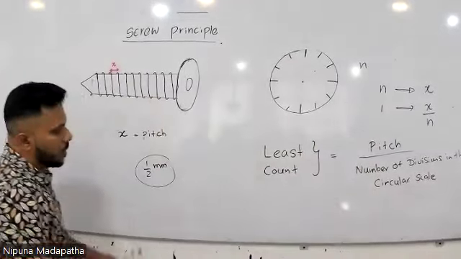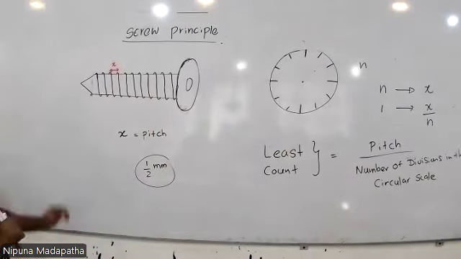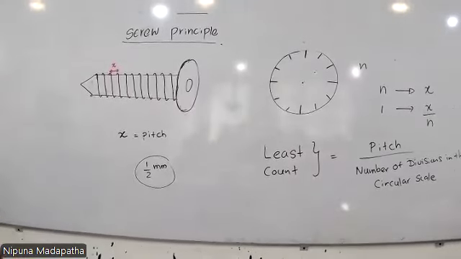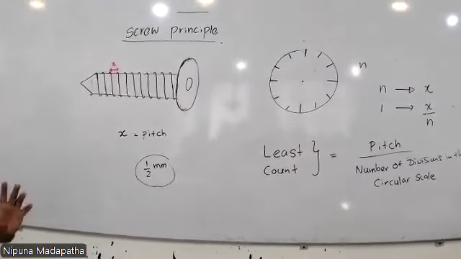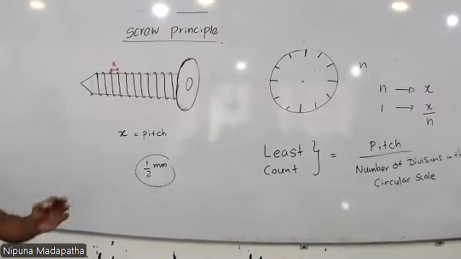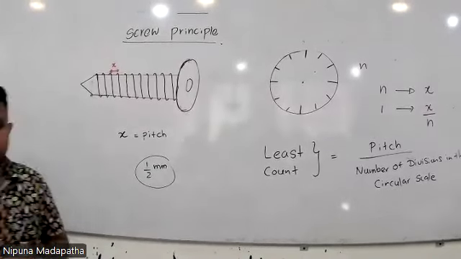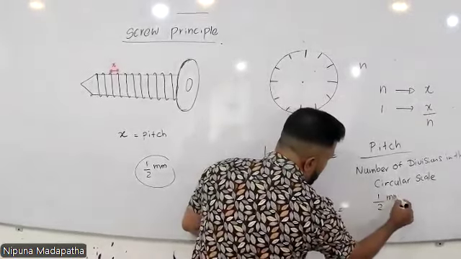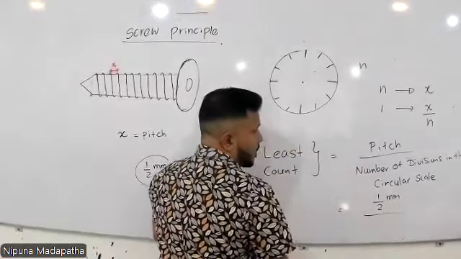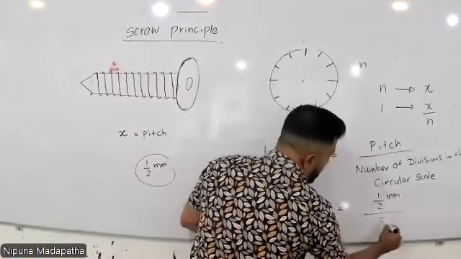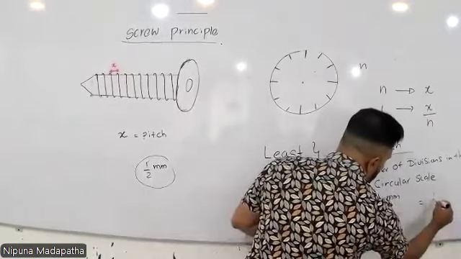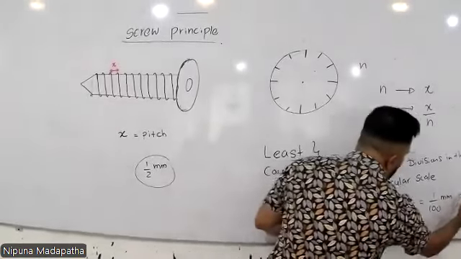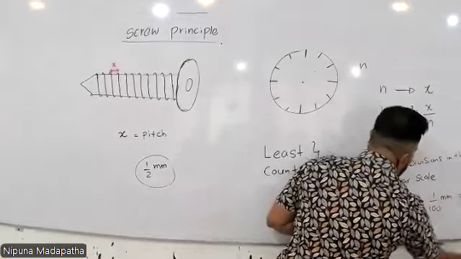So tell me, the pitch of a micrometer is half a millimeter, and its circular scale has 50 divisions. How do we get the least count of that instrument? Pitch is half a millimeter, and there are 50 circular divisions, so 1 over 100 is the least count. So it is 0.01 millimeters.